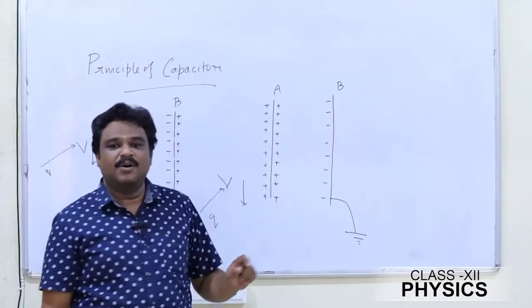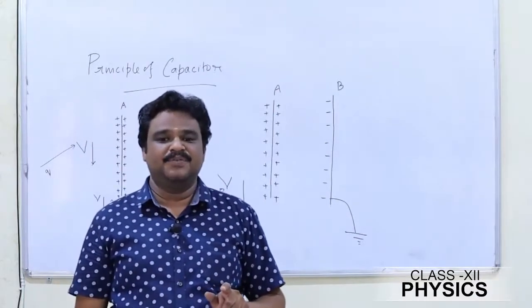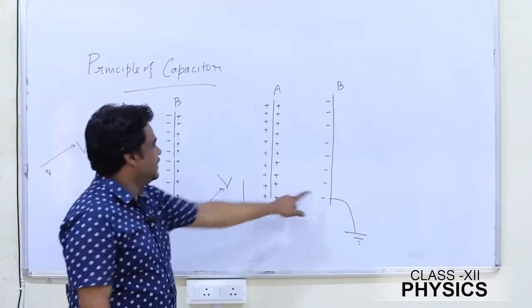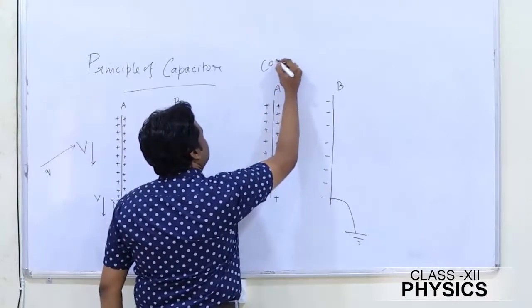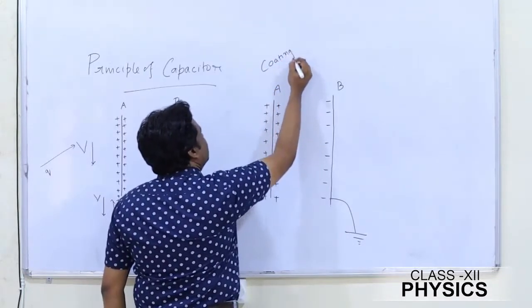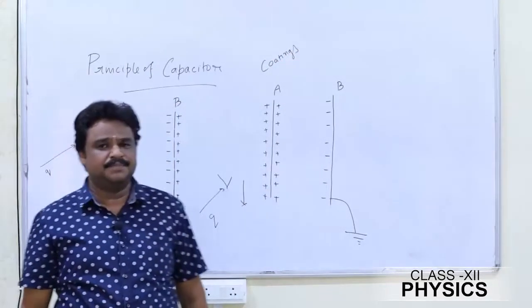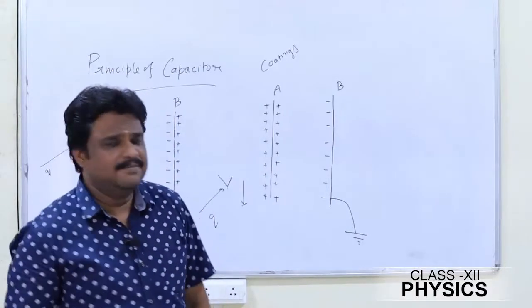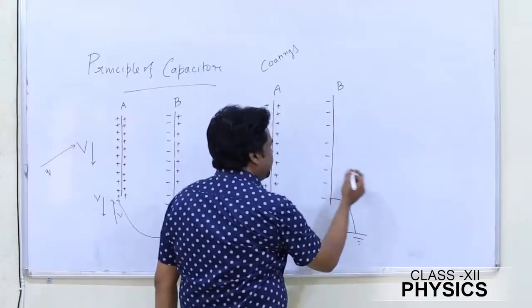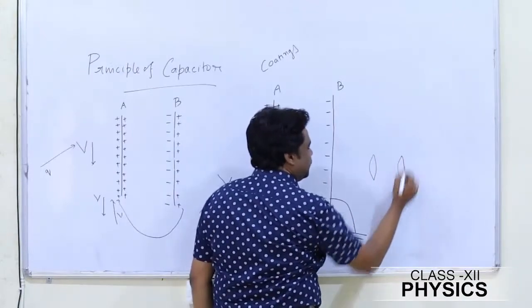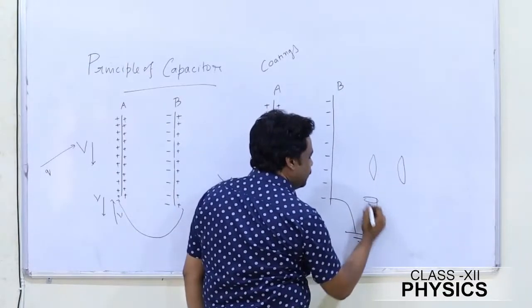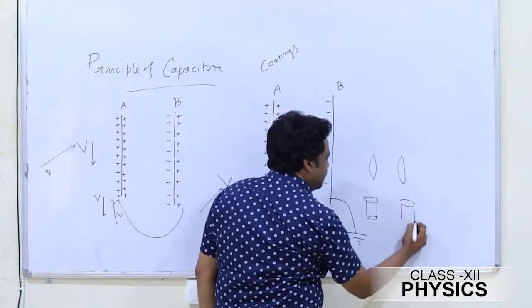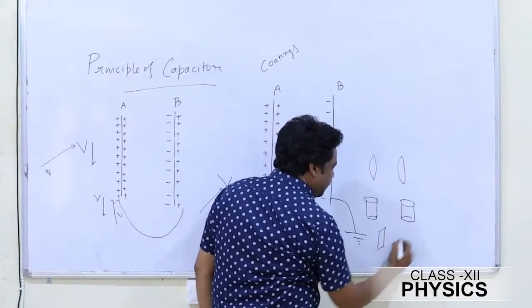These conductors are called coatings of the capacitor. These two conductors are termed as coatings. Coatings may have different shapes. Accordingly, the coatings may be spherical, they may be cylindrical, or they may be plane.